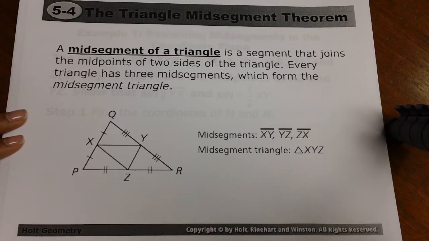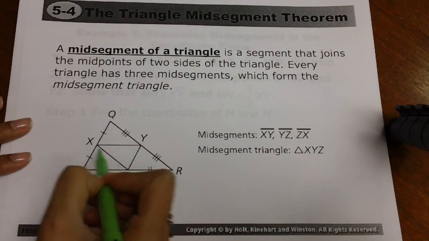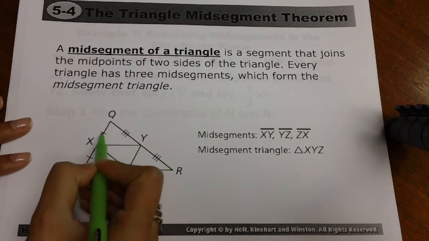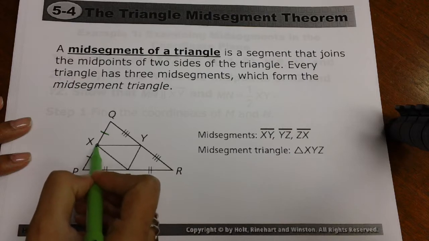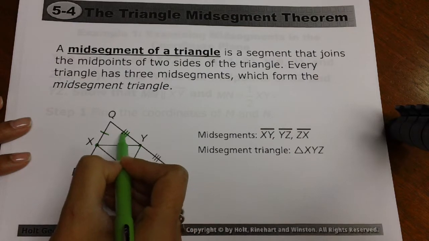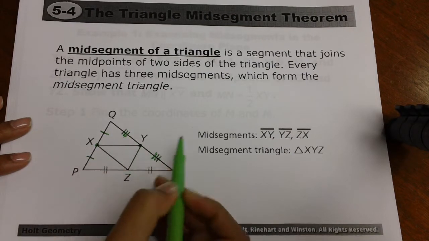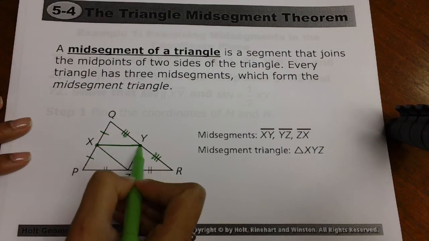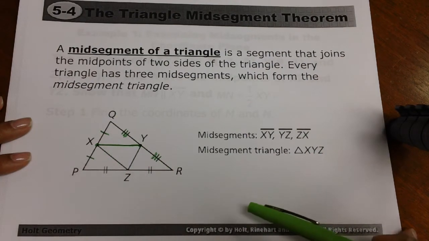First, we're going to talk about the midsegments of a triangle, and that is when you cut both sides in half, hence they start at the midpoints. This side is also cut in half, the midpoint, and it is the segment created by the midpoints.